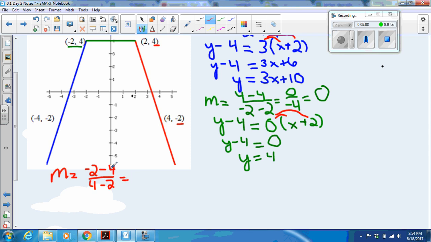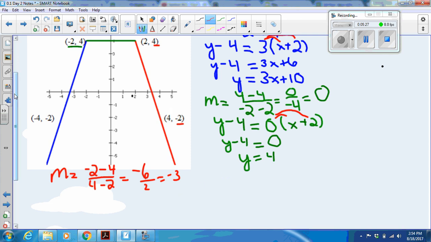So we have negative 2 minus 4. That should give us negative 6. And then here we have 4 minus 2, which is 2. And then we should get negative 3. We should get negative 3 as our answer because, as you can tell, the line is going down. Okay, so down means you get a negative slope.